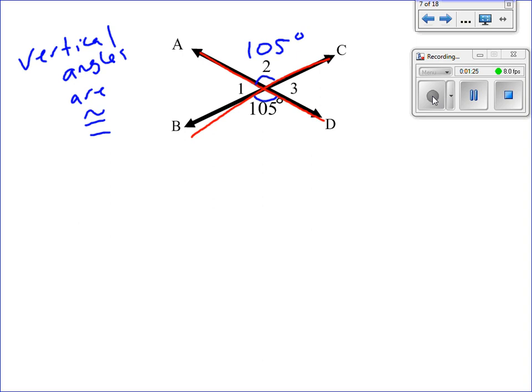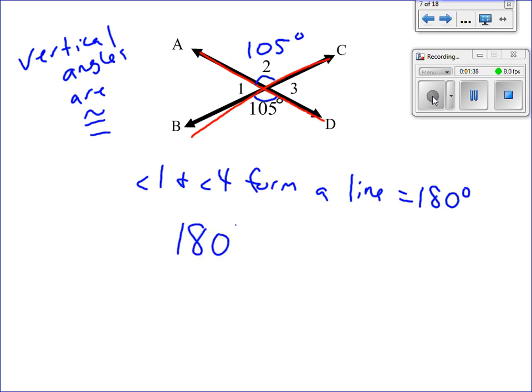To figure out angle 1, we can see that angle 1 and angle 4 form a straight line. They form a line, which equals 180 degrees. So together, those two angles are 180 degrees. So to figure out angle 1, we need to do 180 minus 105, and that equals 75 degrees. We fill that in, and then we know that angle 3 is also 75 degrees because angle 1 and angle 3 are vertical angles.